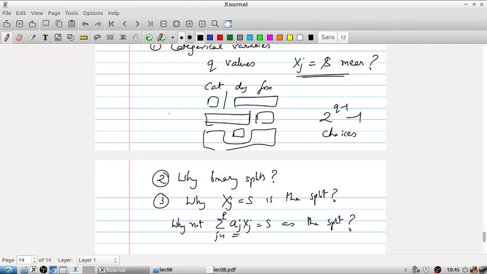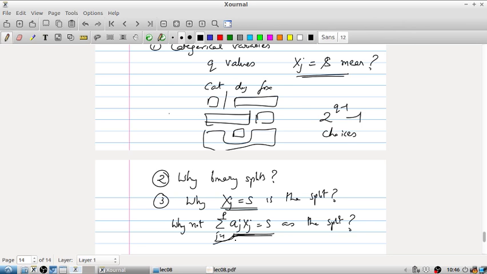All I'm saying is that this is a special case. Here all the aj's are 0 except for the jth one, which is 1. So the second line is a special case of the third line. The question is, why not use this type of split choice? Whenever the sum of these xj's is greater than or equal to s, I consider that one region, and when it is less than s, I consider that another region. These are all things to think about. You will see that these are probably bad choices.